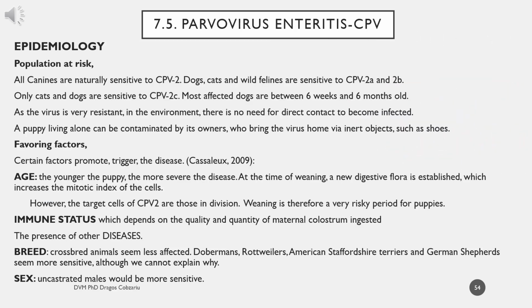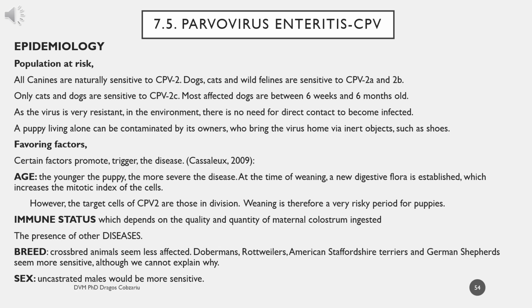Population at risk. All canines are naturally sensitive to CPV2. Dogs, cats, and wild felines are sensitive to CPV2A and 2B. Only cats and dogs are sensitive to CPV2C. Most affected dogs are between 6 weeks and 6 months old.